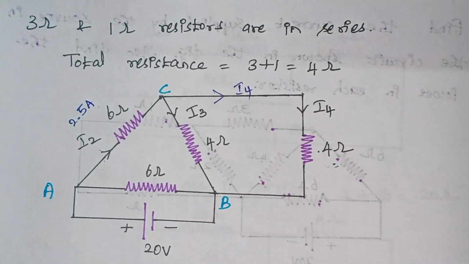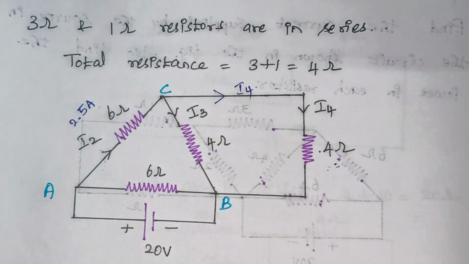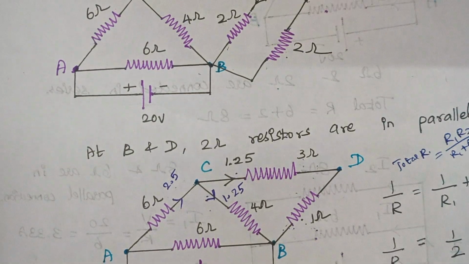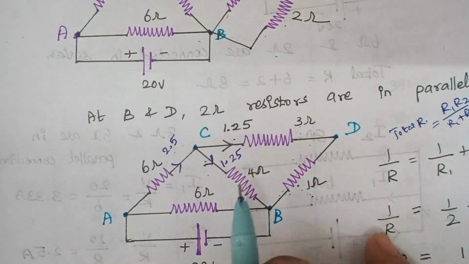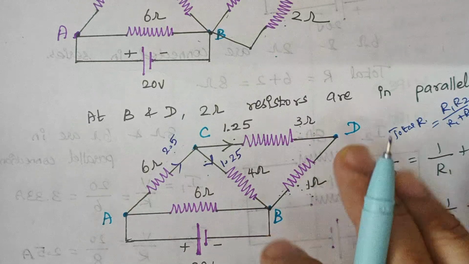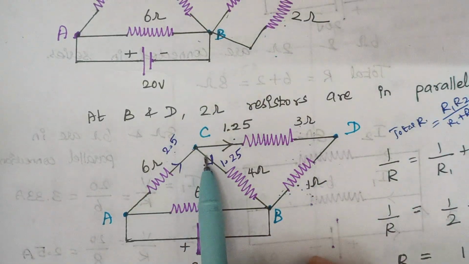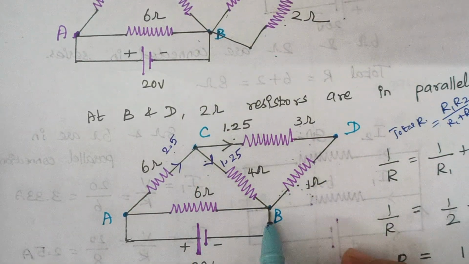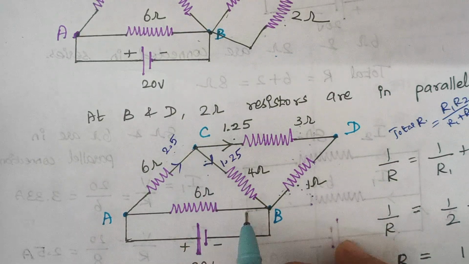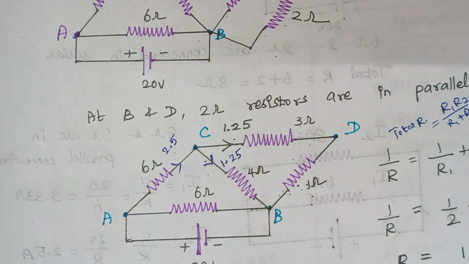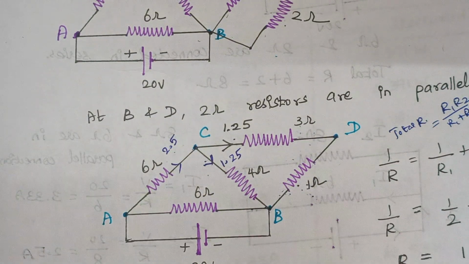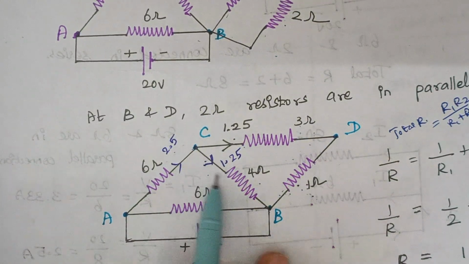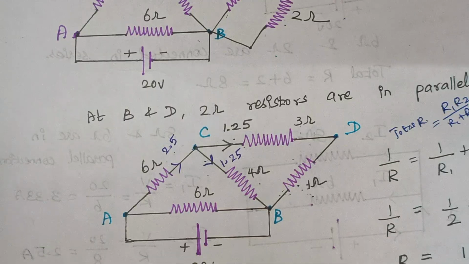But this CB, you see, how come this 4 ohm resistance here? This 4 ohm resistance is nothing but the series combination of 3 ohm and 1 ohm. So now we can easily calculate the power dissipated in this 4 ohm resistor, because this 4 ohm resistor is present in the problem. So again use the formula I square R, that is 1.25 whole square into 4 gives the value of power dissipated in this 4 ohm resistor.